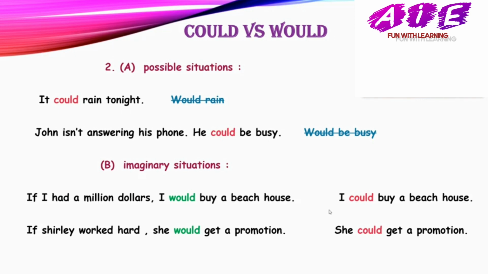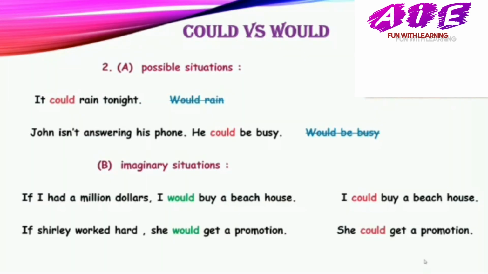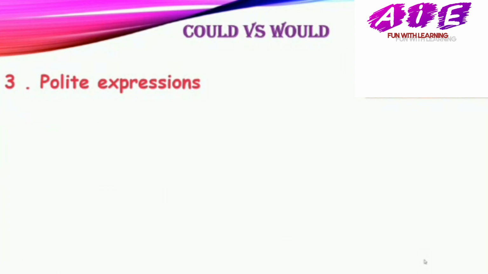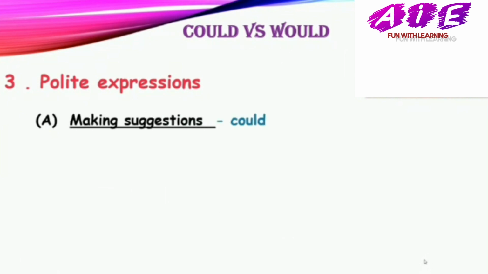Now in both of these sentences we can use could to show imaginary ability, but it's less common. Would is used a lot more when it comes to imaginary situations. This is the second difference. Let's now move on to the third and final difference, and this is in polite expressions. There are four functions that are important for us: making suggestions, offers, requests, and asking for permissions.